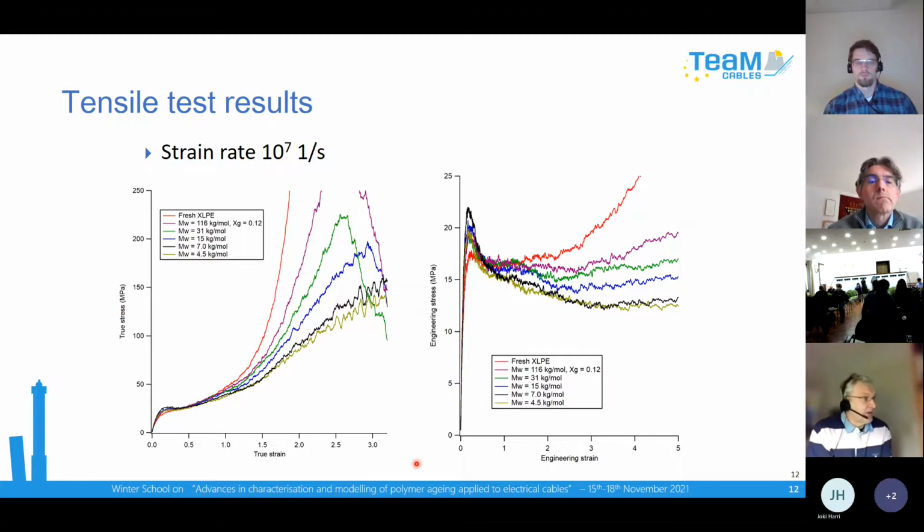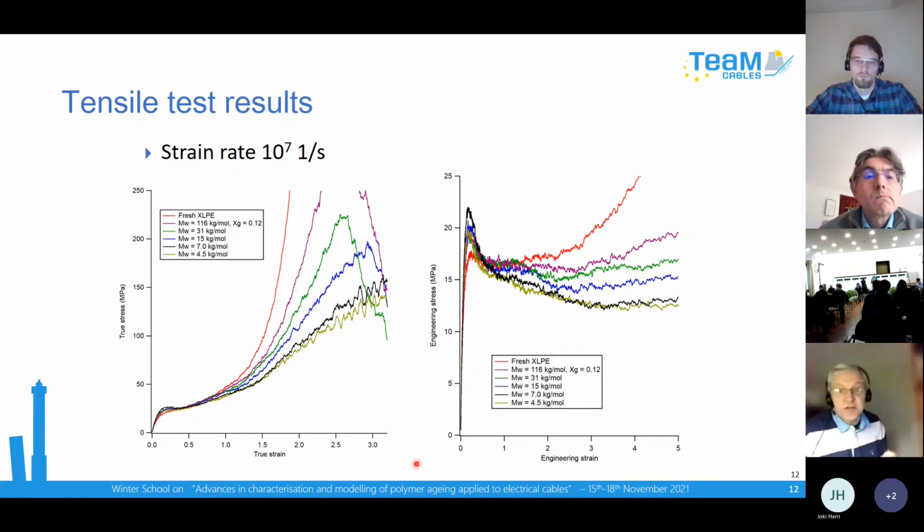There is a set of stress-strain curves for the material. For the cross-linked material, the red curve is for the fresh material, and the rest of the curves are for different amounts of aging introduced to the material. On the left-hand side, you have the logarithmic presentation, and on the right-hand side, you have maybe the more familiar engineering picture. And there are three things we should observe.